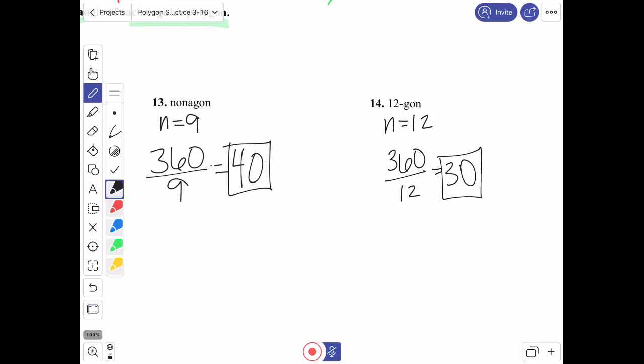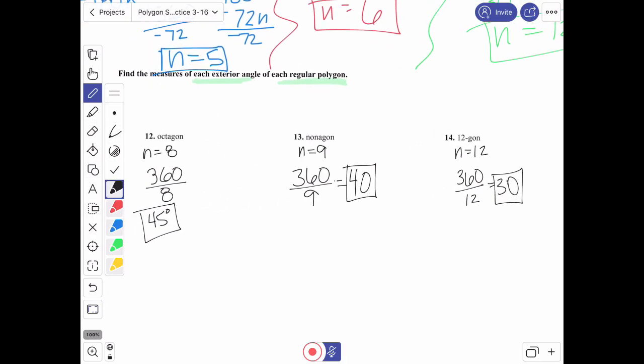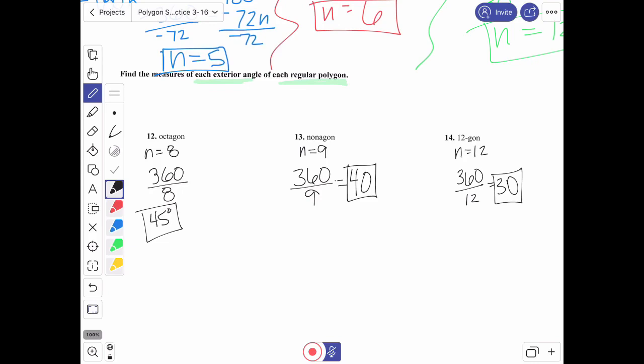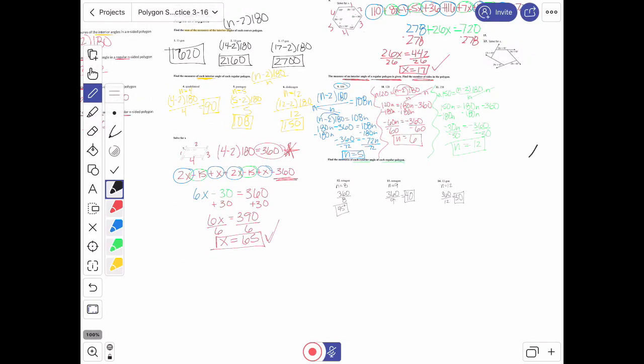Now some of these, you might get decimals, and that's completely okay. You can have a degree that's not a whole number. That just means it's not a number that would go evenly into 360, which happens. So don't freak out. But I think we have one more at the very top.